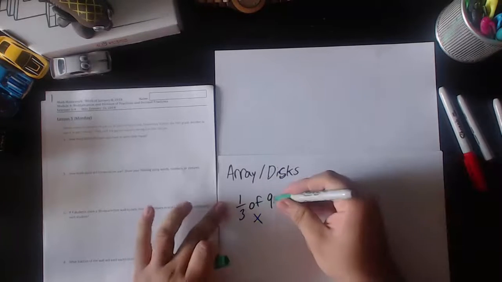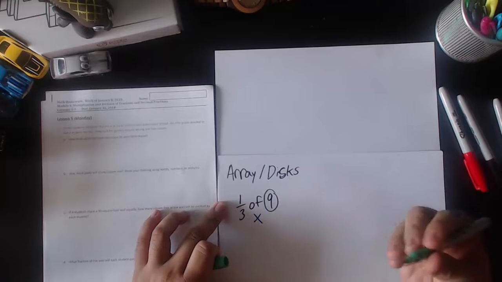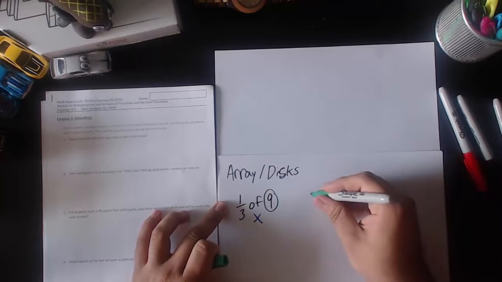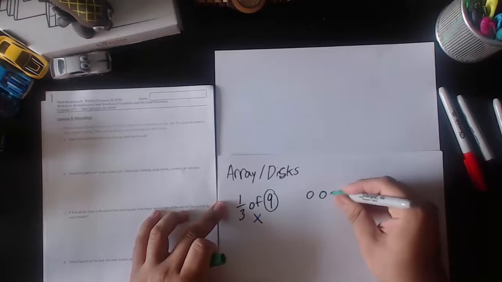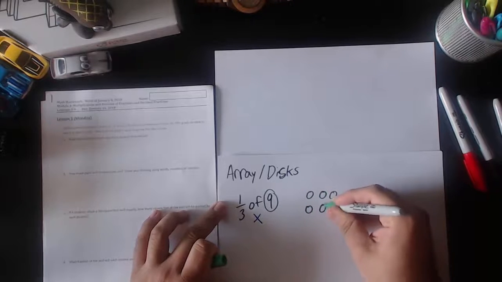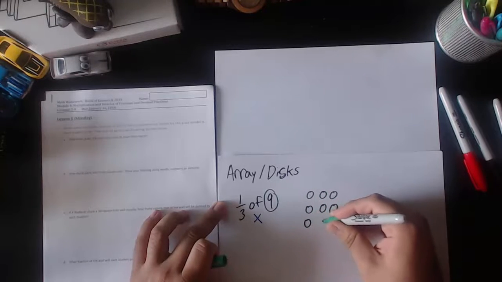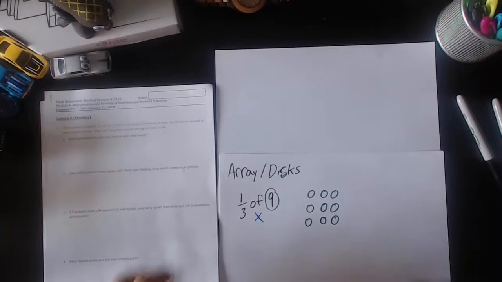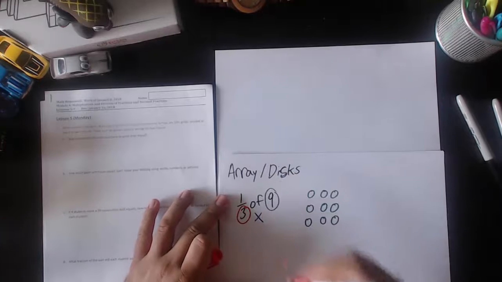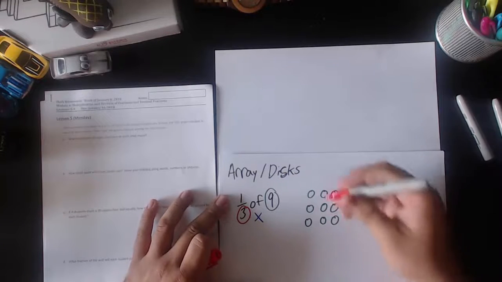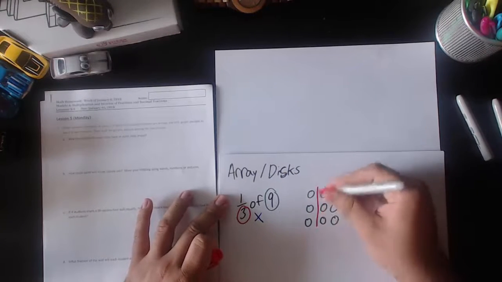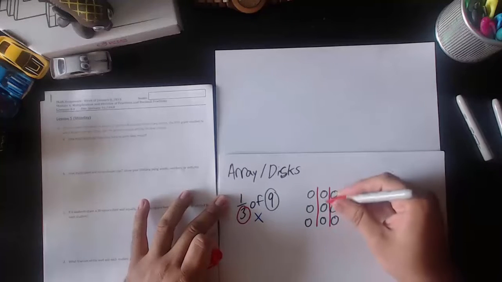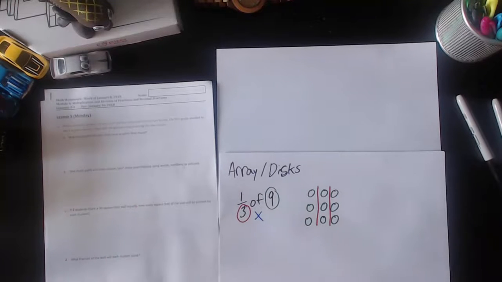Now, the 9 tells us how many disks we're going to have in our array. So I'm going to go ahead and draw my disks in. Three disks. Now, our denominator tells us how many groups we're going to have. We're going to have, that's one group, two groups, and three.